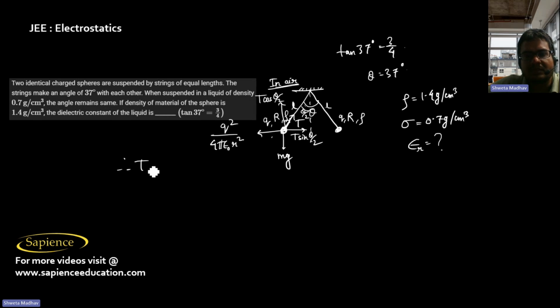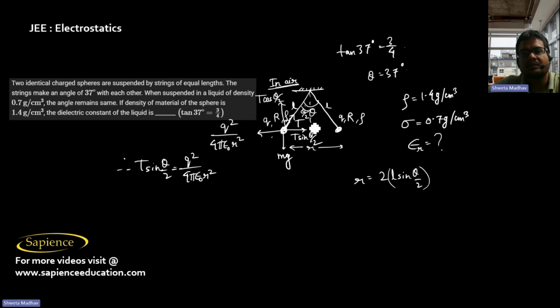So therefore I can say T sine theta by 2 is equal to q square by 4 pi epsilon naught r square, where small r is the distance between the two spheres. This is r. So r value is actually equal to 2L sine theta by 2, that is, r by 2 is L sine theta by 2. So this remains the same, and T cos theta by 2 will be equal to mg, that is v rho g, 4 by 3 pi r cube into rho into g.